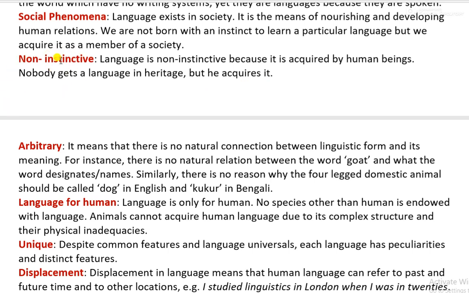Here see, instinctive means innate, the thing we get from our birth. But here non-instinctive means not innate. Here non-instinctive means we do not get a language with our birth. It is not got like any other paternal or family properties, but a man acquires a language through its use in family, society and culture. So here we see language is non-instinctive. Then go next.